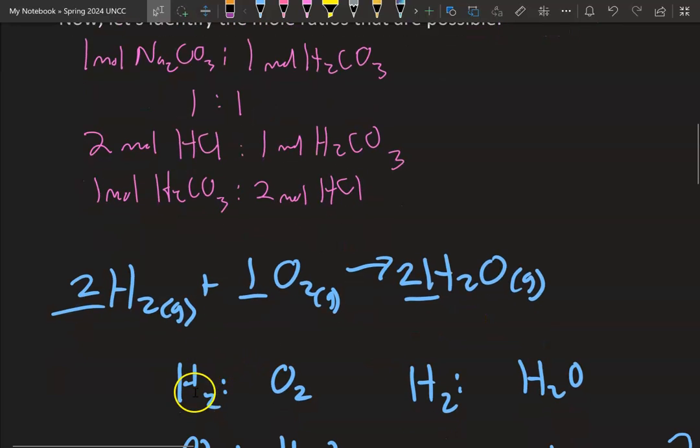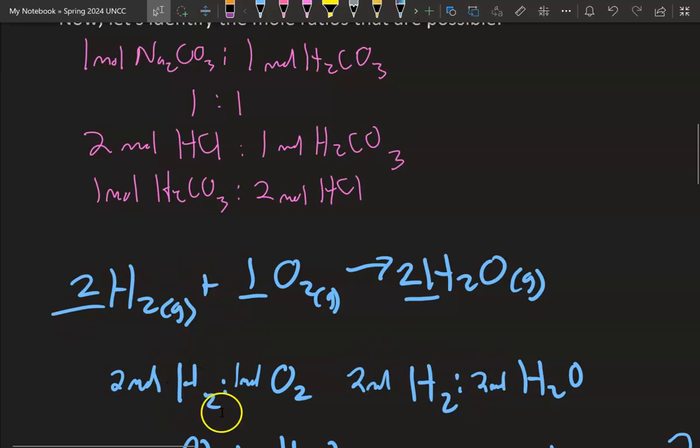All right, so if we look at hydrogen to oxygen, of course we want the mole ratio. So we're going to look at the coefficients here. All right, so in the first one, it's 2 moles of hydrogen for every 1 mole of oxygen. So that's the ratio for the first pairing. And then looking at the second pairing here, you have hydrogen to water. So again, you have 2 moles of hydrogen for every 2 moles of water. So it's a 2 to 2 ratio.